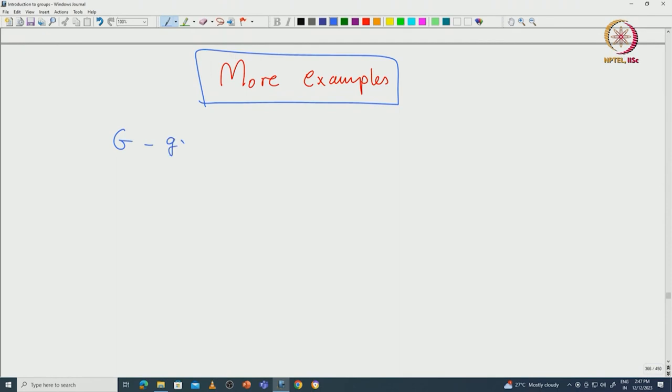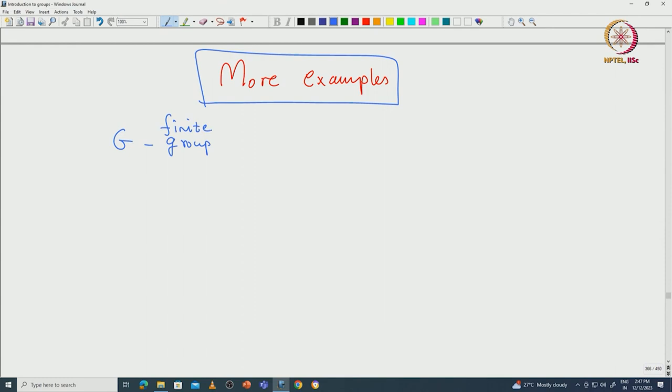Welcome back everyone. In this lecture, we will see some more examples of group action and then try to understand the orbit stabilizer theorem in a better way. Okay, so let us look at this particular example. Let's start with the group G. Assume G is a finite group.